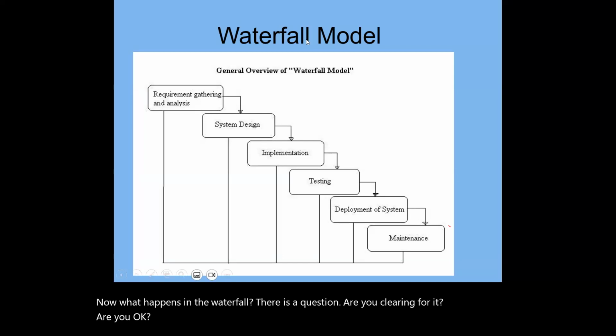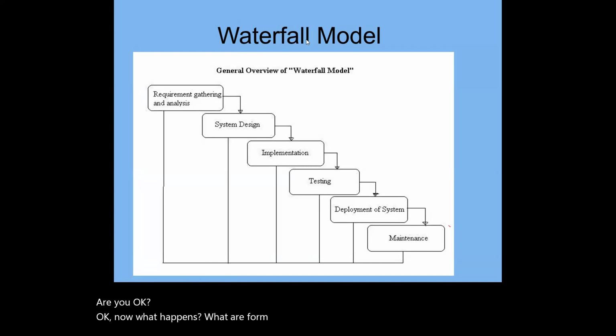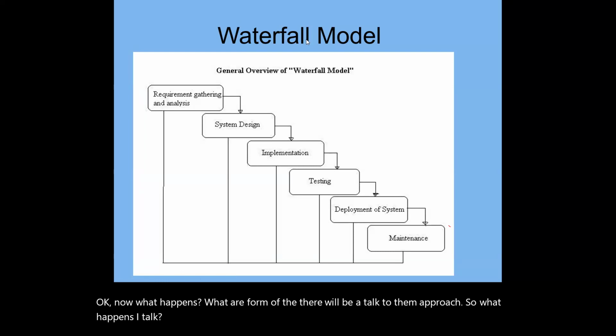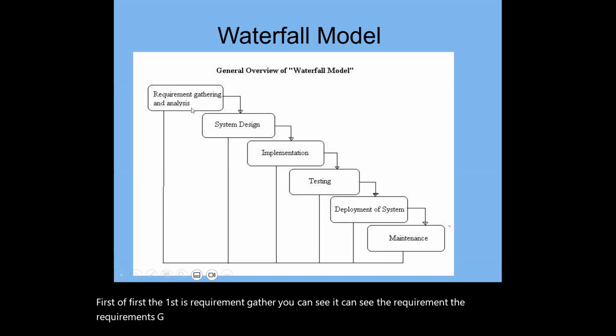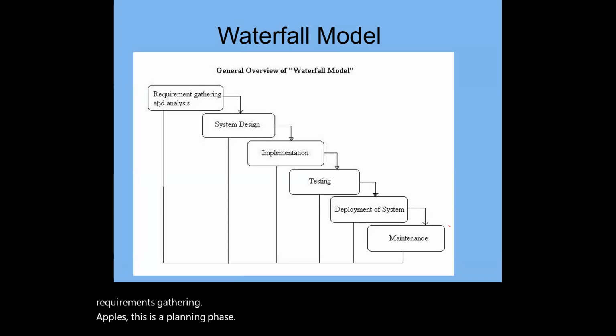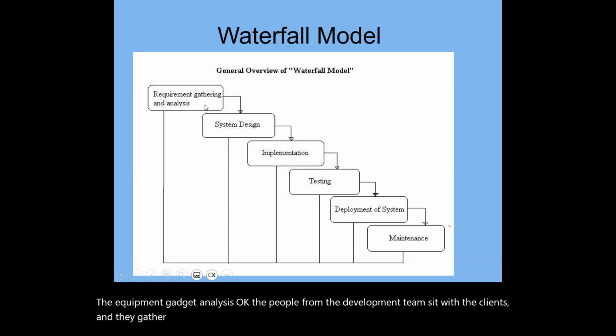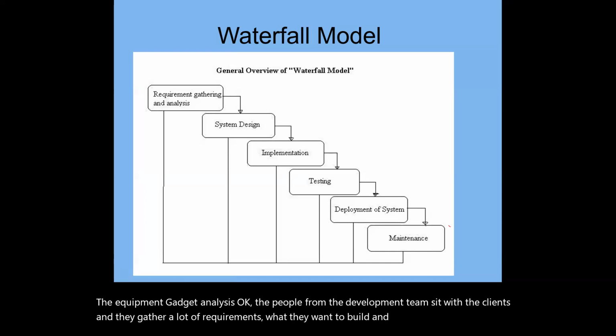Okay. Now, what happens in waterfall model? There will be a top to down approach. So what happens at the top during the software development? The first is requirement gathering. You can see here that requirements gathering happens. This is the planning phase. The requirement gathering and analysis: the people from the development team sit with the clients and gather a lot of requirements, what they want to build, and they create a blueprint.